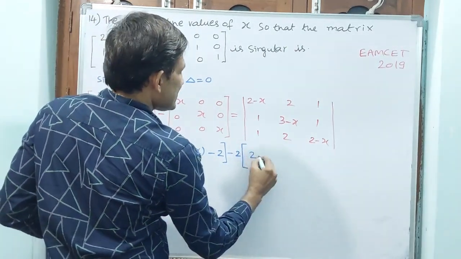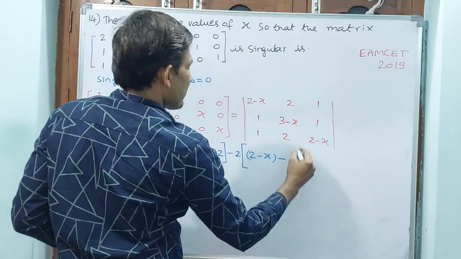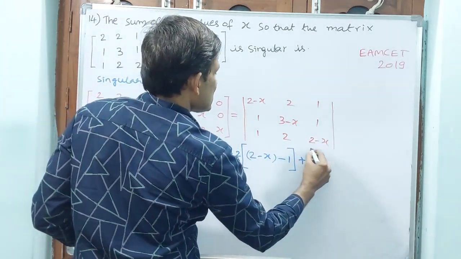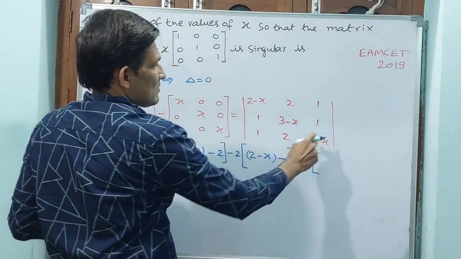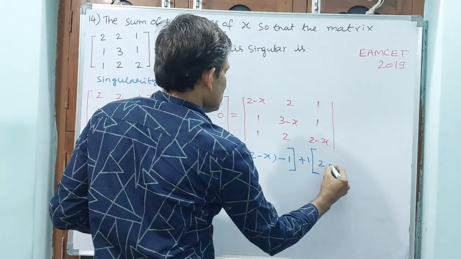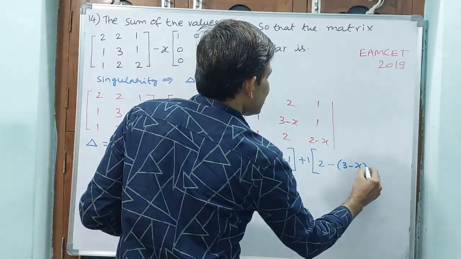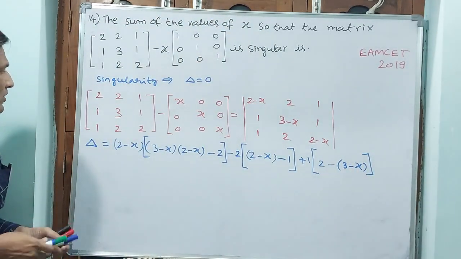2 minus x, minus 1. Again plus 1. Okay, plus 1. 2 minus 3 minus x. Is it okay? Yes. Proceed further then.